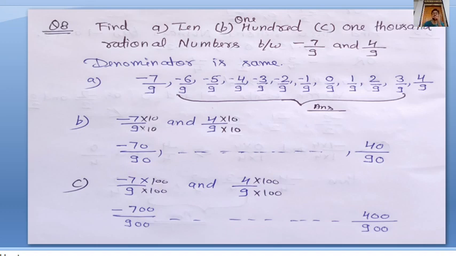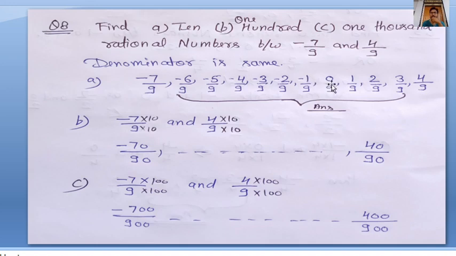this is our last question and you will understand it very well. Find 10, 100 and 1000 rational numbers between minus 7 by 9 and 4 by 9. See, we can write minus 7 upon 9 and 4 upon 9, and in between them we can write these numbers directly. Why? You see, the denominators are the same. In between them, what numbers can lie? You see, one is negative and one is positive. It means 0 must lie between them.